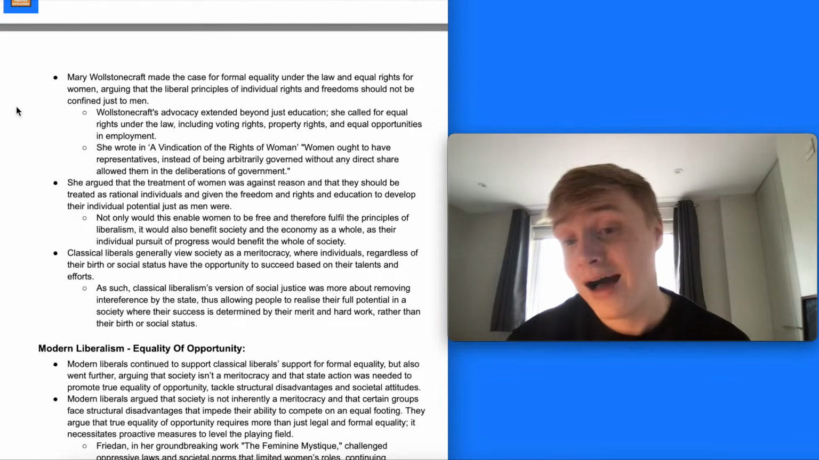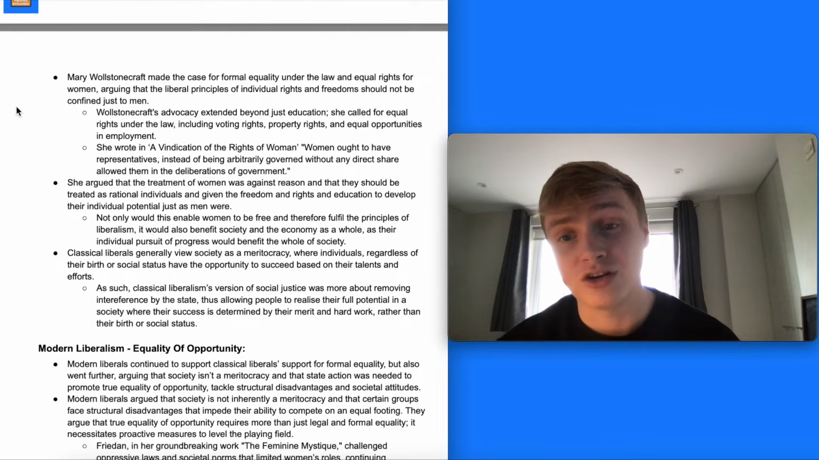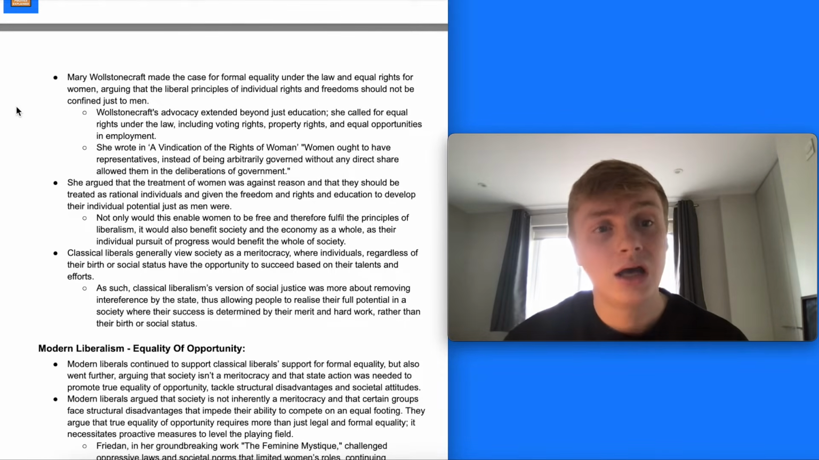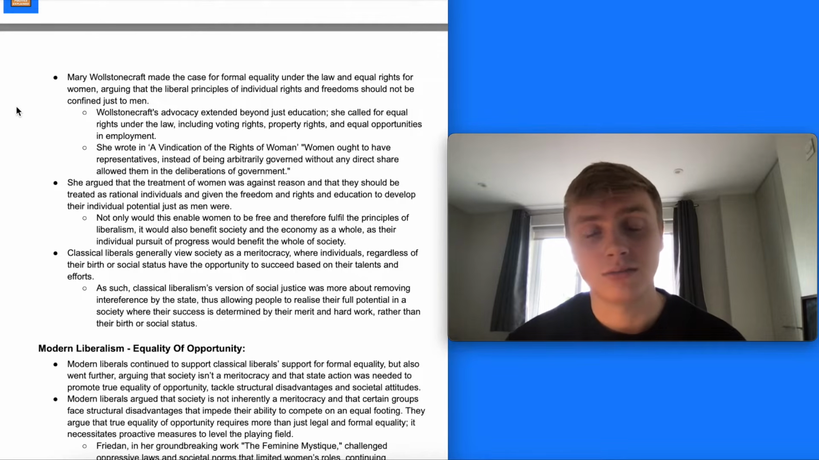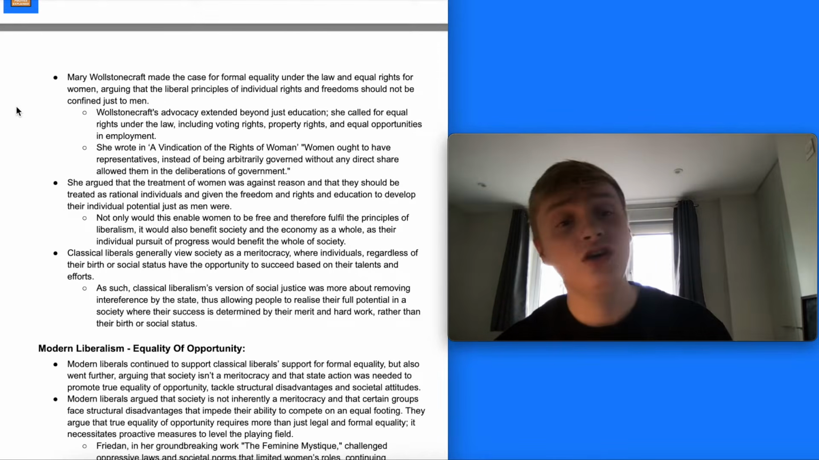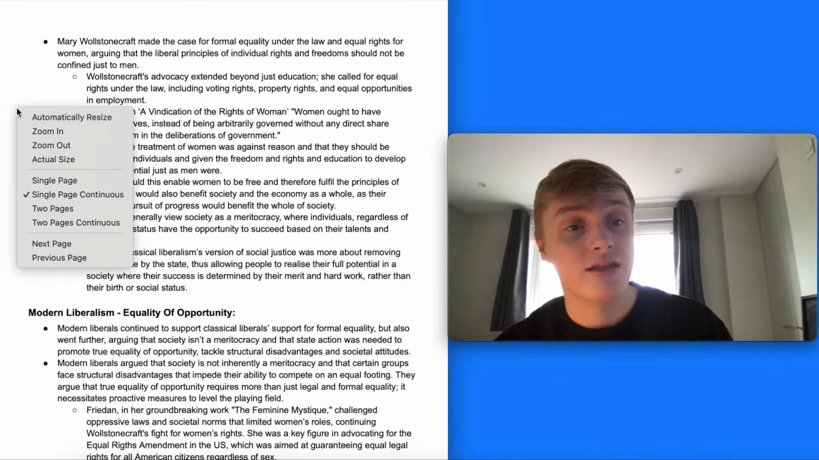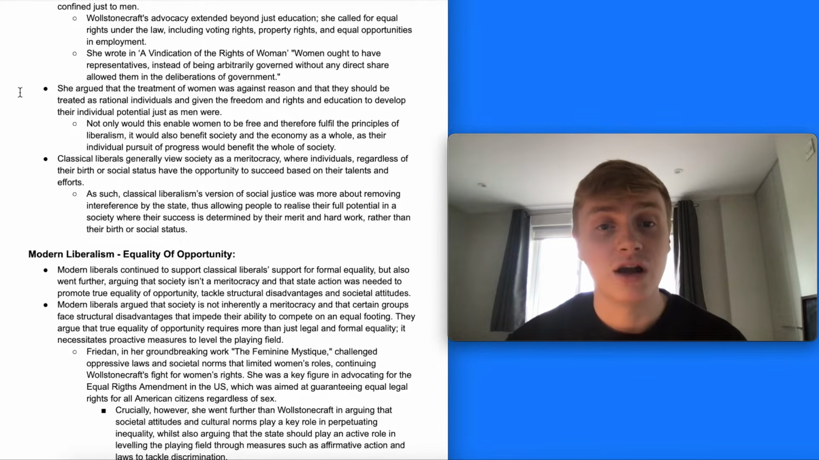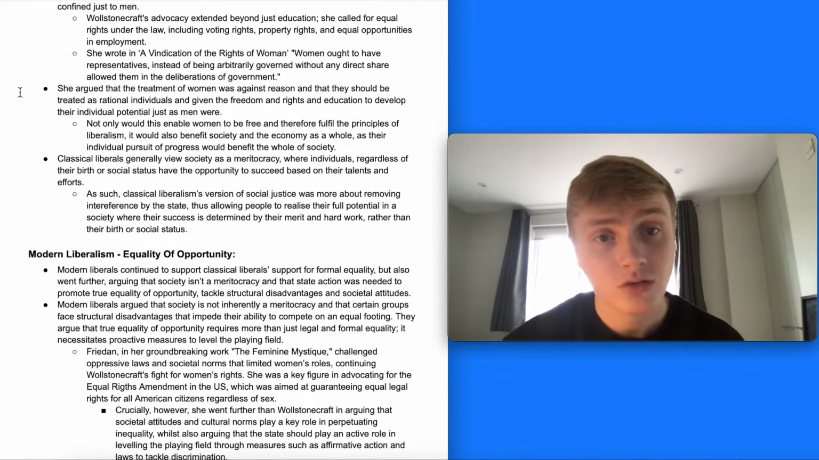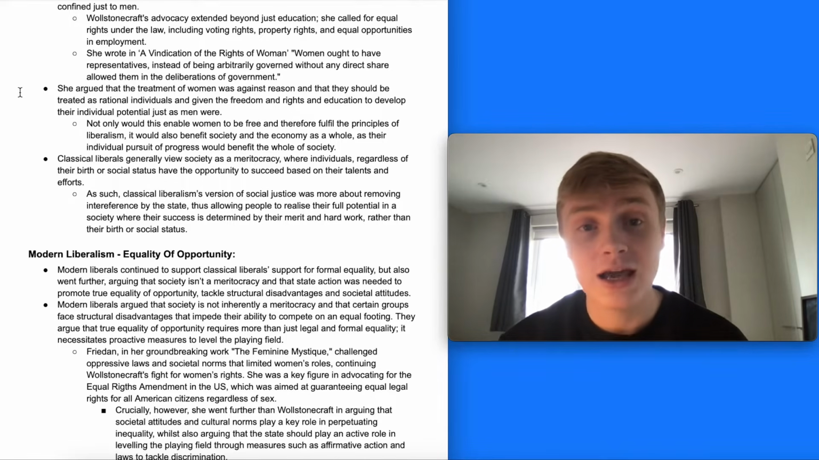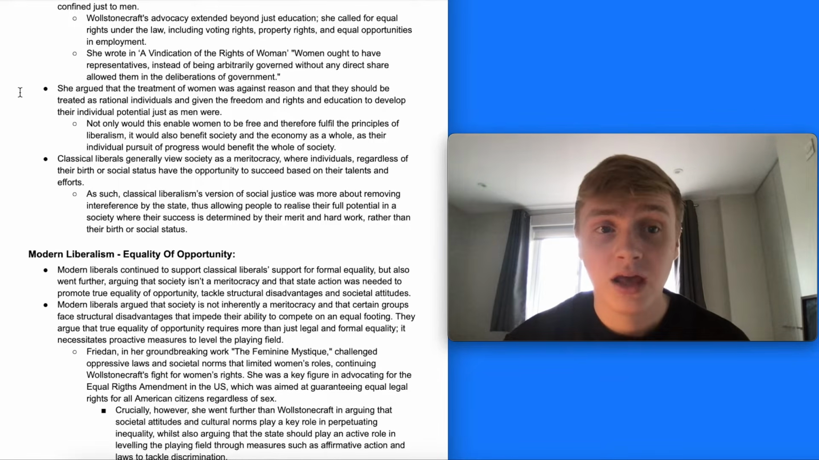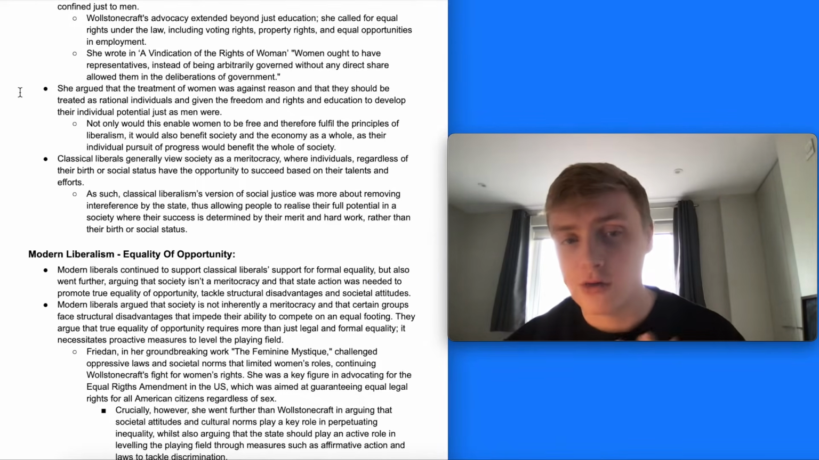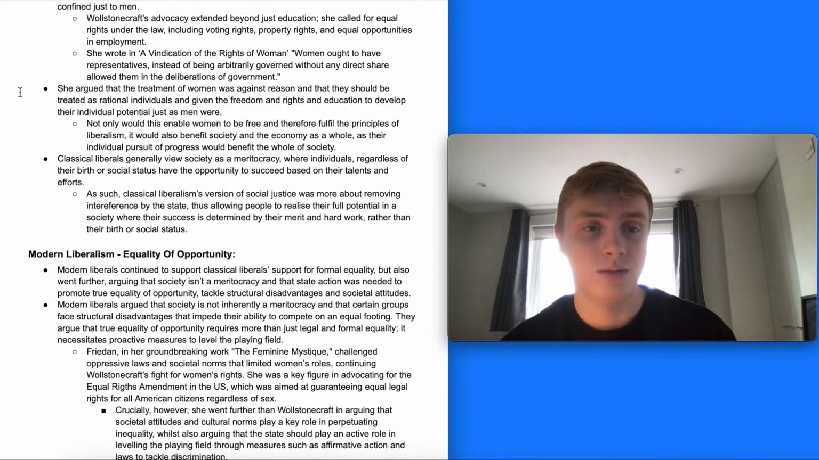So by not having this formal equality, you're also going against the liberal principle of democracy and of individualism and freedom. She argued that the treatment of women was against reason and that they should be treated as rational individuals and given the freedom and rights and education to develop their individual potential just as men were. Not only would this enable women to be free and therefore fulfil the principles of liberalism, it would also benefit society and the economy as a whole. So it links into their belief in progress and optimism as well.